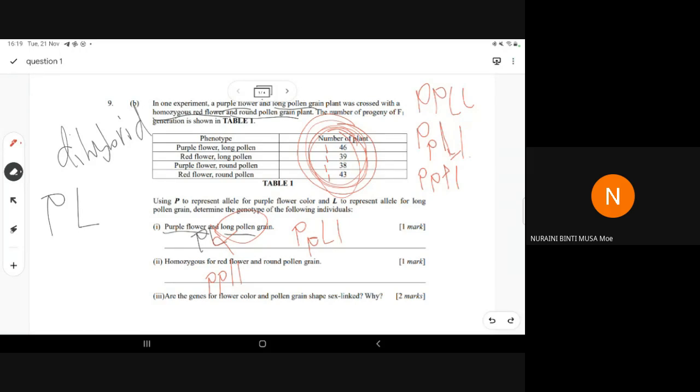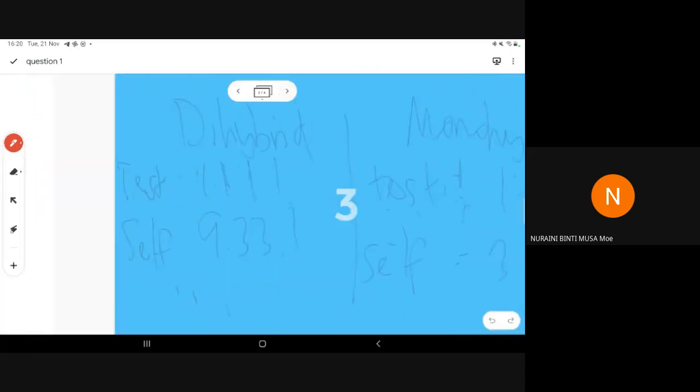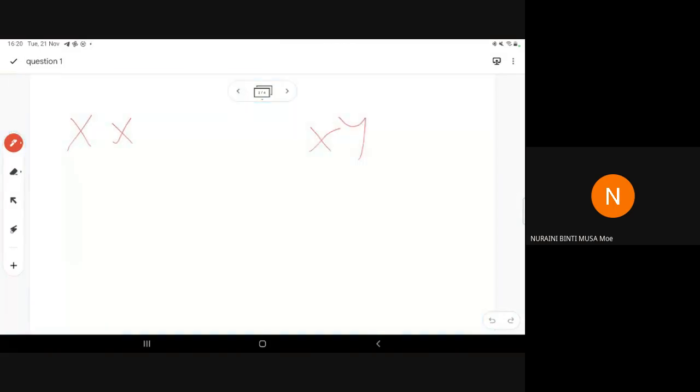Mana saya tahu? I know the fact that this is not a linked gene question because we have the data. The data here shows that the ratio is still 1, 1, 1, 1. Kalau dia still follow the Mendelian ratio, that means that dia bukan linked. Dia just normal dihybrid.